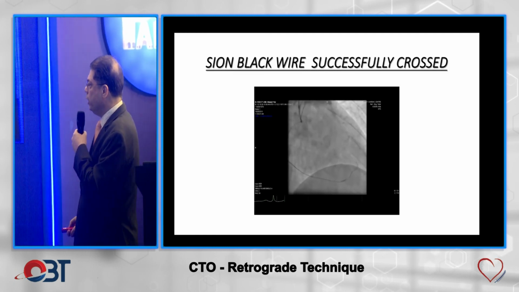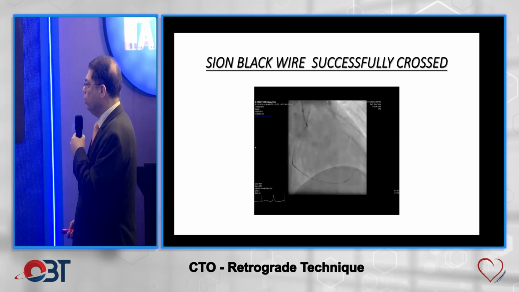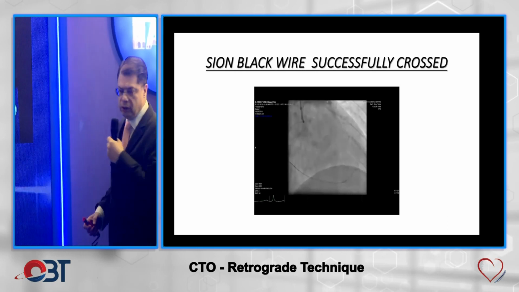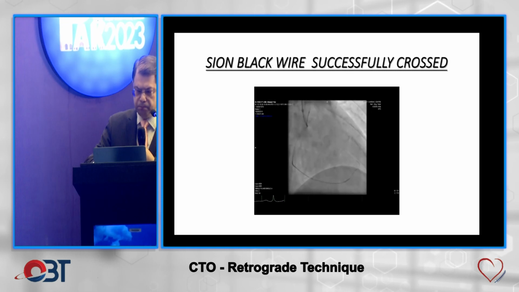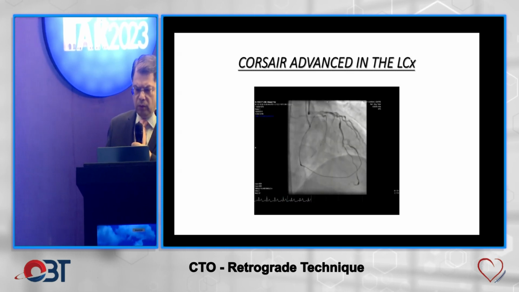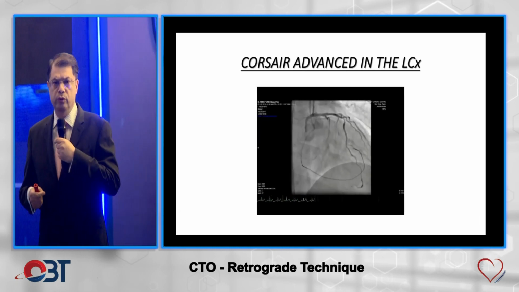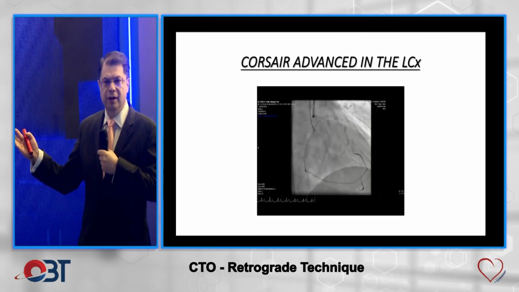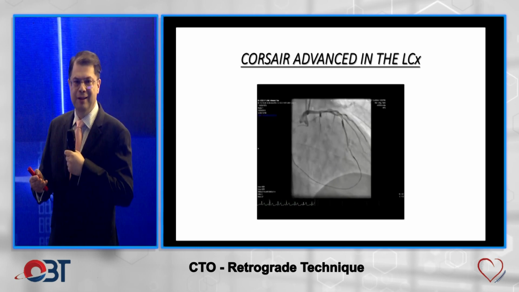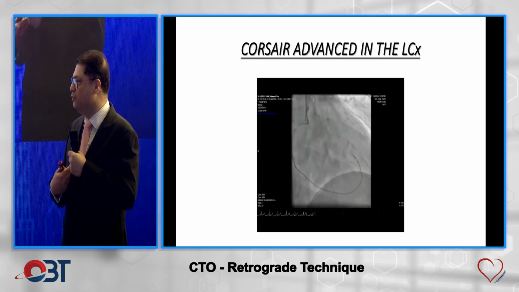So now we are following this with the Sion black wire, which successfully crossed into the circumflex. Didn't you take Suoh 3 wire for epicardial collateral? Actually, we don't have SUOH 3. I don't know where Dr. Alam gets them from, but in normal centers, at least we don't have it in AFIC.